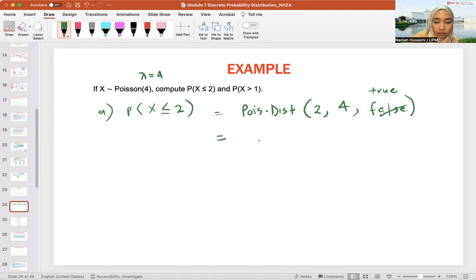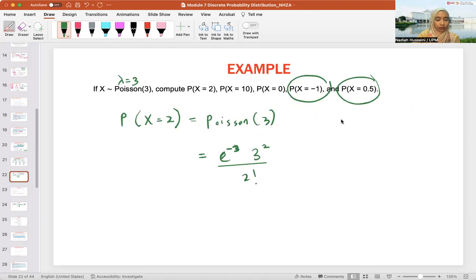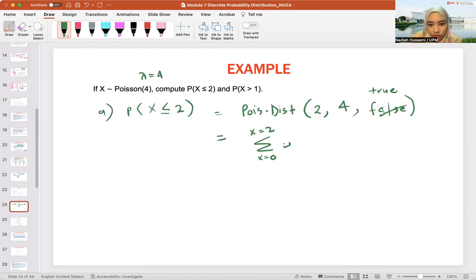Okay, so if I were to write this manually, right? This would be cumulative from x equals 0 up to x equals 2. And whatever the equation for the probability mass function for Poisson distribution, what was it? e to the power of minus lambda, which was 4, and then we had our lambda to the power of x. So this x would be from 0 to 2, divided by x factorial. So this number also changes with the summation. So this is how you would write it.